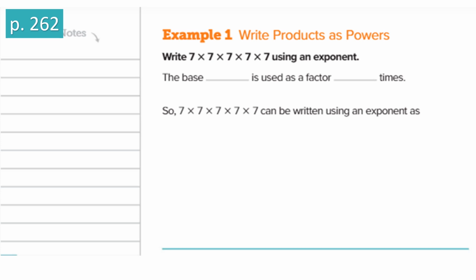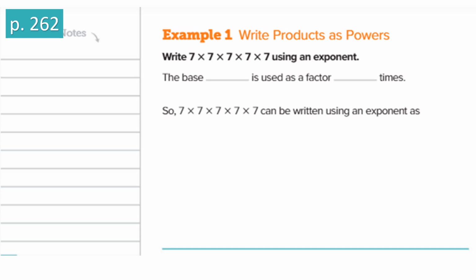So when I look at these, some of these become really easy to do when I understand what the pieces are. So when I look at this expression, it says to write 7 times 7 times 7 times 7 times 7 using an exponent. Notice it's not saying to solve the answer. It's saying to write it as an expression using an exponent.